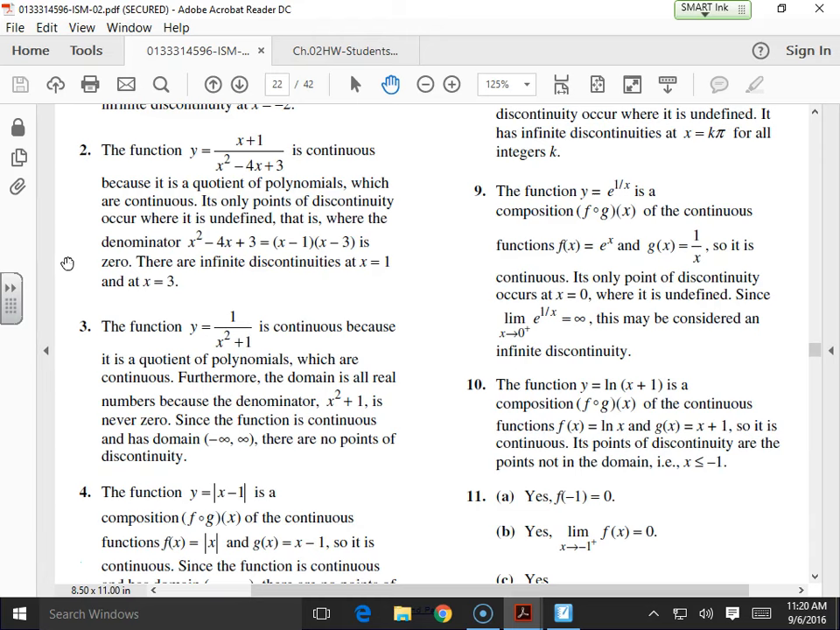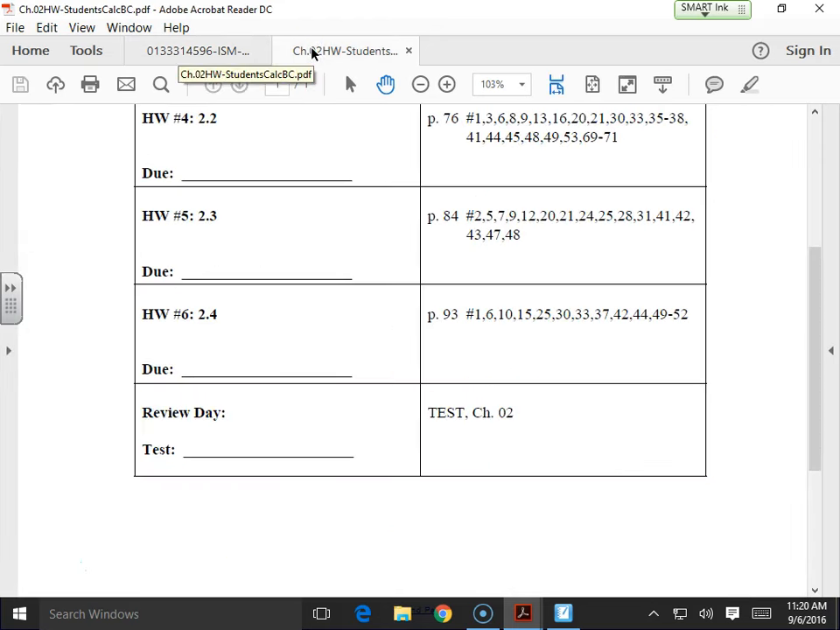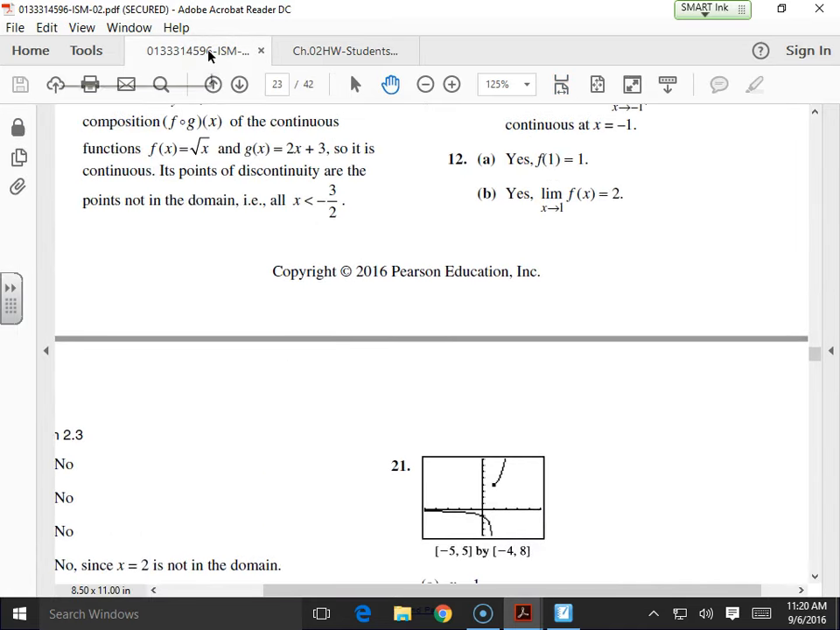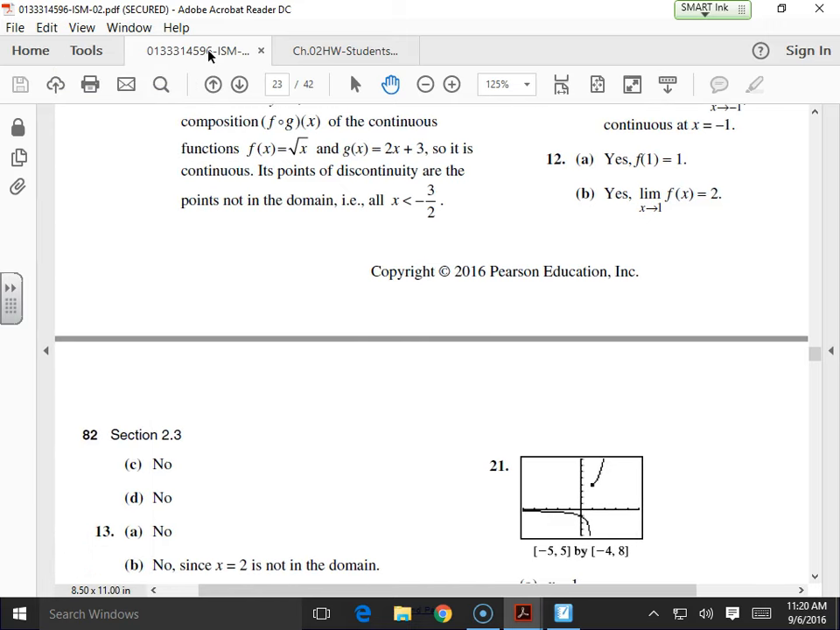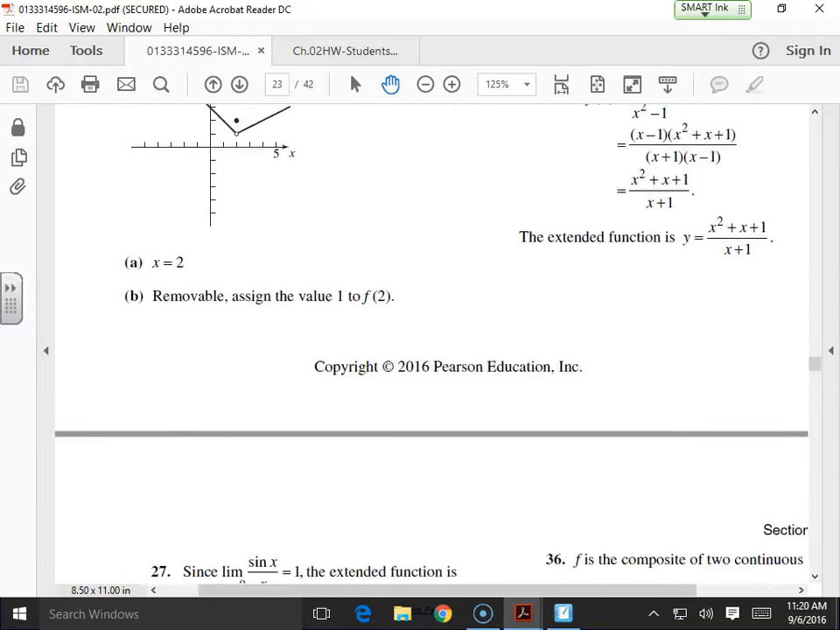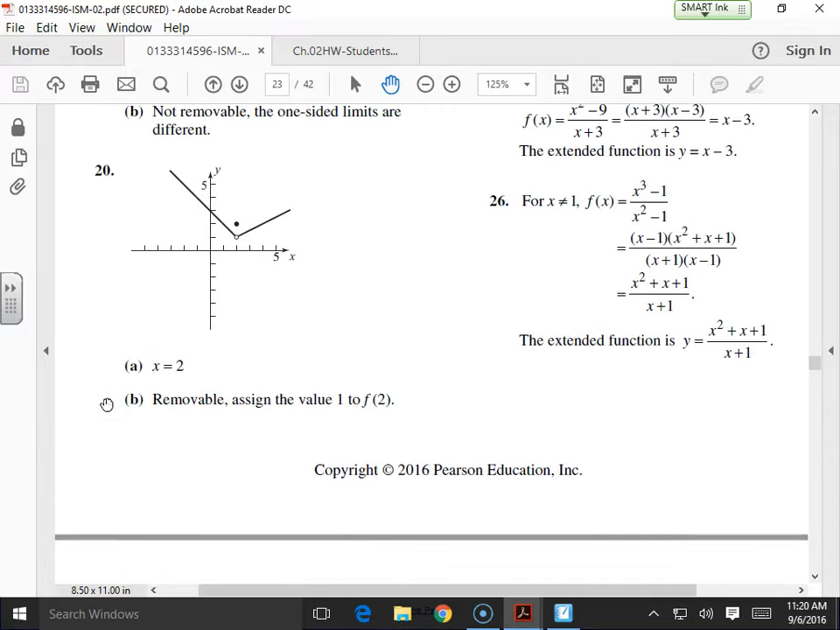What's my next one? Number 12, 20. There's number 12. A, yes. F of 1 equals 1. B, yes. Limit as x approaches 1 of f of x is 2. C, uh-oh. No, D, no. 20 is next. Basically, limit doesn't exist, or they don't agree, and it's therefore not continuous. Number 20, right? At x equals 2, removable.